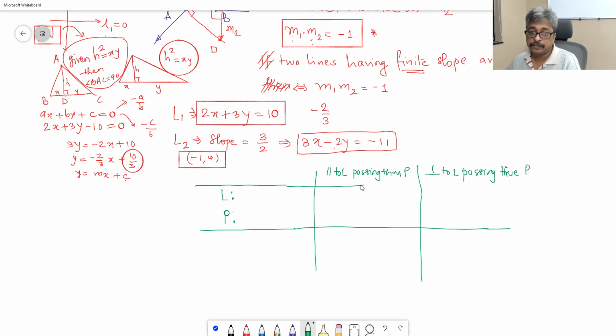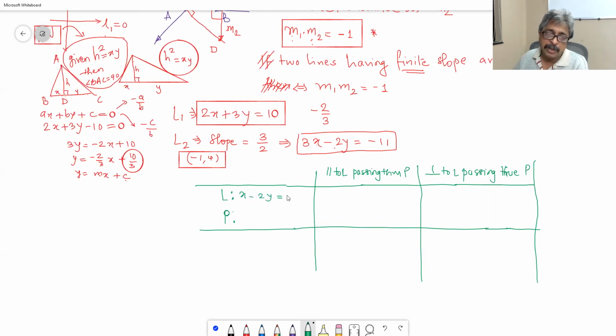Shall we play this game? Are you ready? And for all practical purposes, you should not do any calculations. It should be oral calculations, directly writing the equation. Suppose L is x minus 2y is equal to 7 and point is (-2, 3). Then what is the equation of parallel line? What is the equation of perpendicular line?